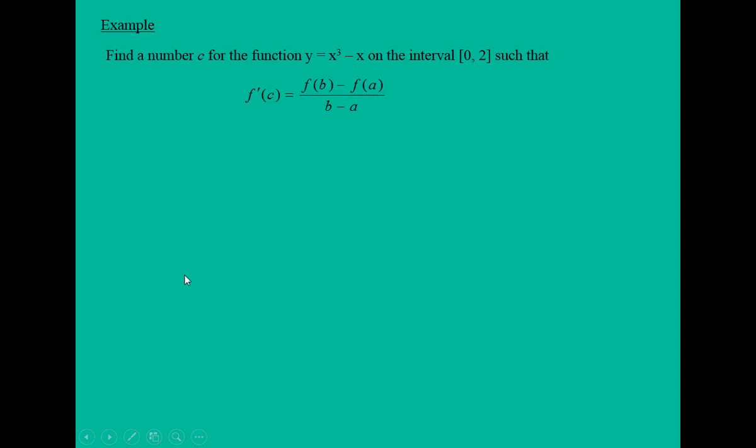Find a number c for the function y equals x cubed minus x on the interval 0 to 2 such that f prime of c equals f of b minus f of a divided by b minus a. If you think back to the mean value theorem, it didn't tell us how to find that value c. It just said that value of c must exist. So the mean value theorem is an existence theorem, which means that c must exist between a and b. Now this problem is actually asking us to find the number c.